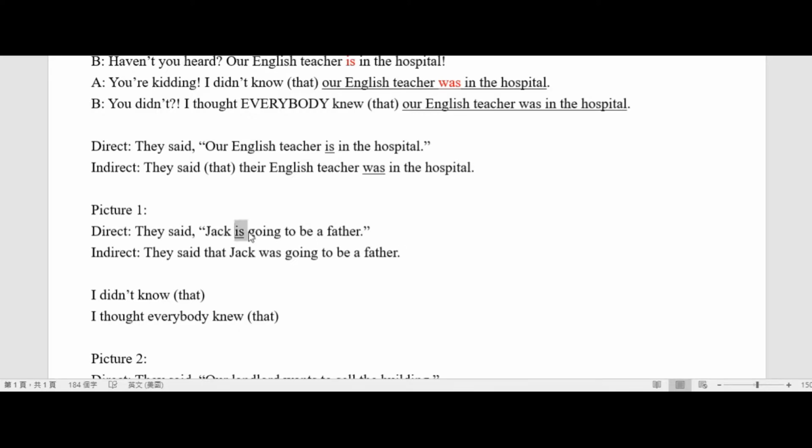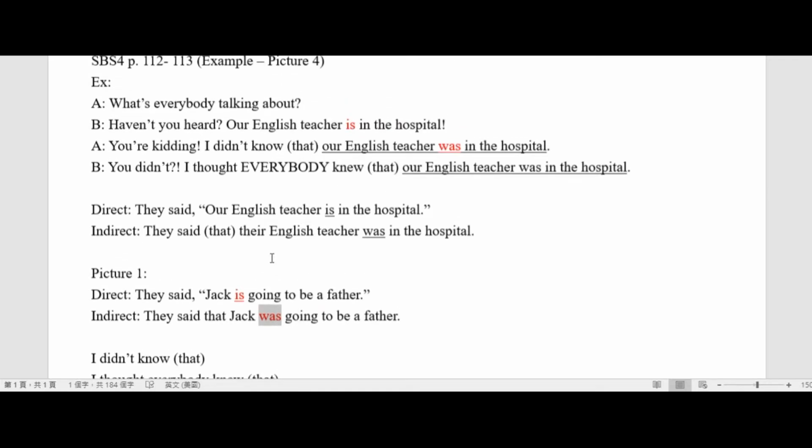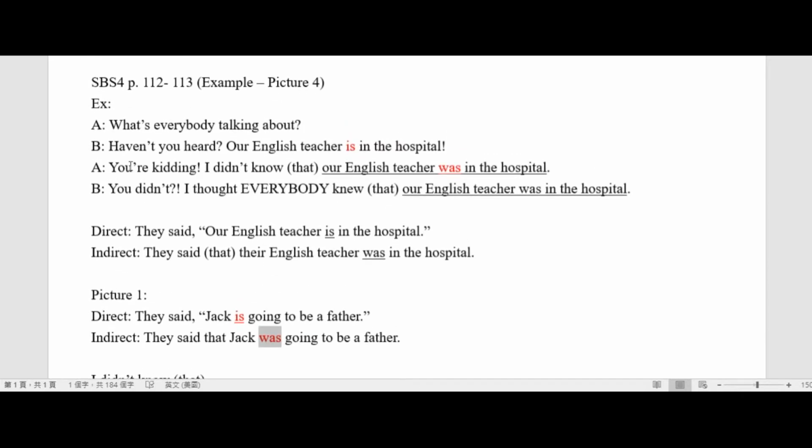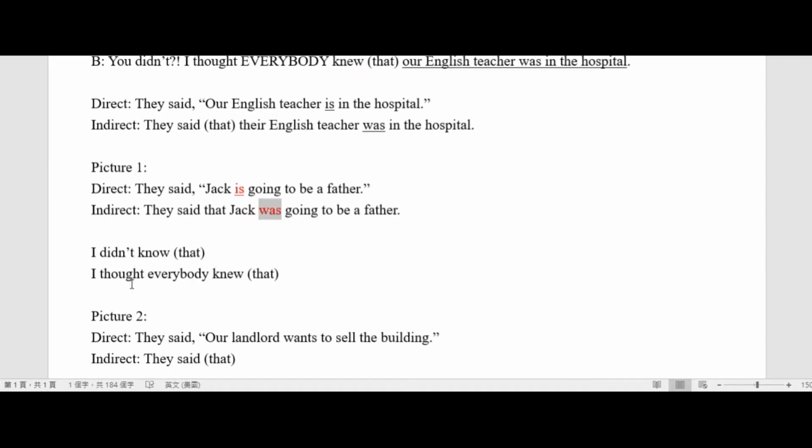Now look, future tense is going to be becomes its past tense version, was going to be. Now, if I put the sentence into the patterns that you see on the page, like I didn't know that, or I thought everyone, that would be like this, because these are indirect speeches. So this is what we do. I didn't know that Jack was going to be a father.